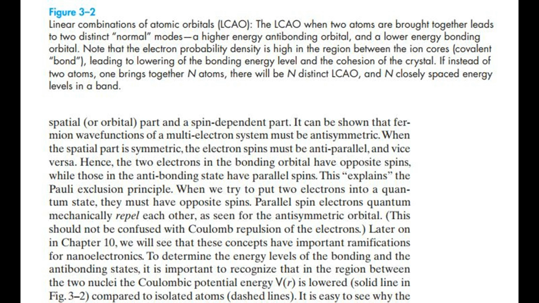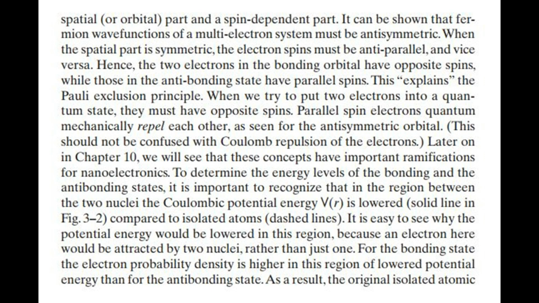region between the two nuclei the Coulombic potential energy V(R) is lowered, solid line in Fig 3.2, compared to isolated atoms, dashed lines. It is easy to see why the potential energy would be lowered in this region, because an electron here would be attracted by two nuclei, rather than just one.